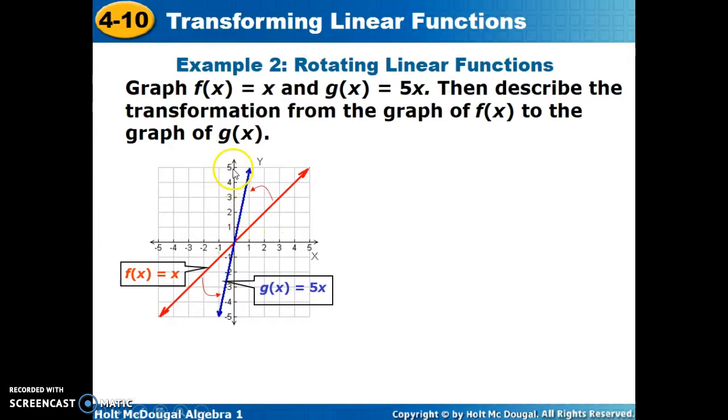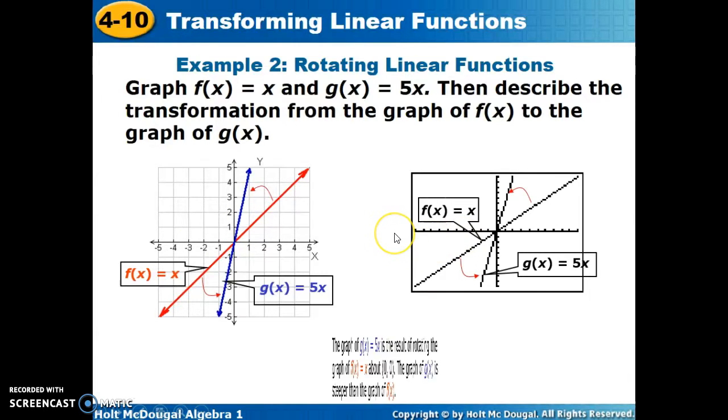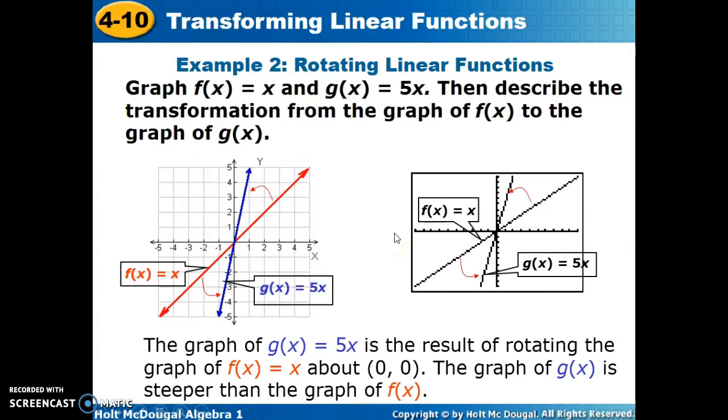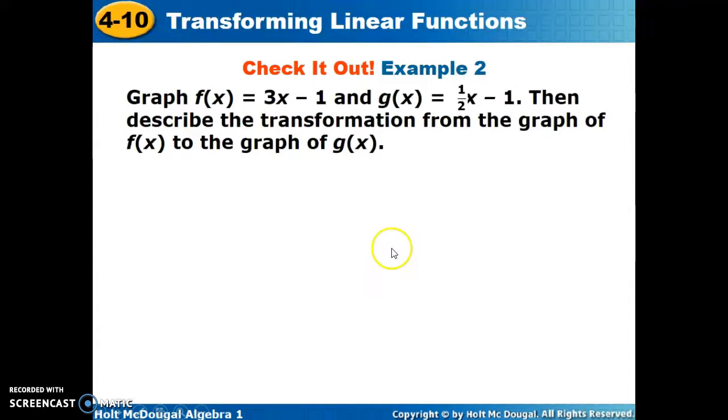Notice we went up 5 over 1, much steeper than up 1 over 1, which is the slope for our parent function. So we would describe this by saying the graph g of x, excuse me, I bet that hurt your ears. g of x is the result of rotating the graph f of x about the origin. g of x is steeper than f of x. So you guys try, check out example 2, and see what you come up with.